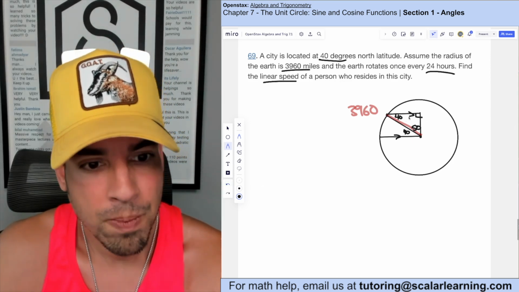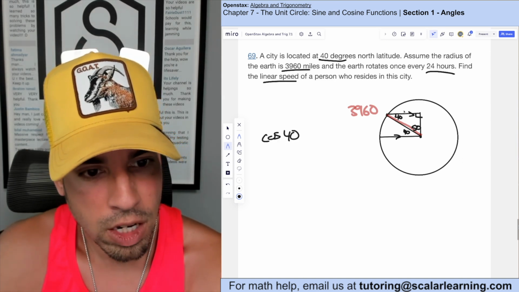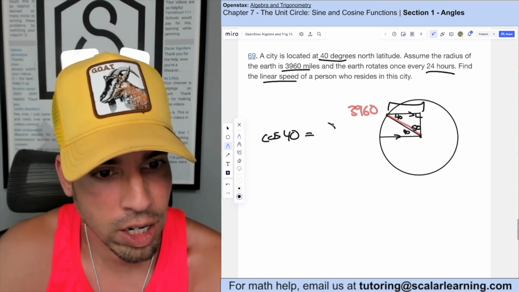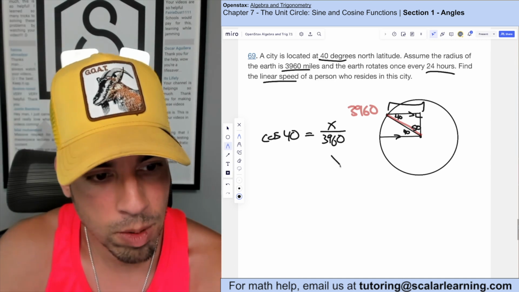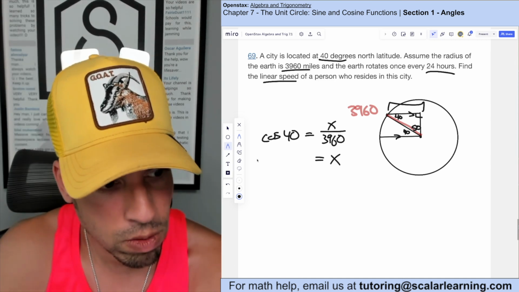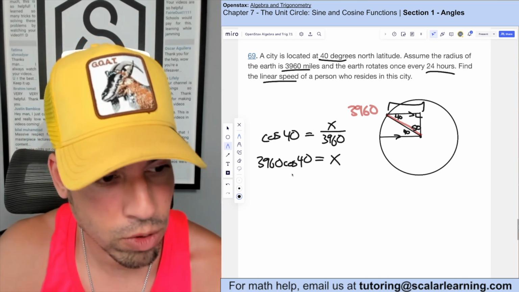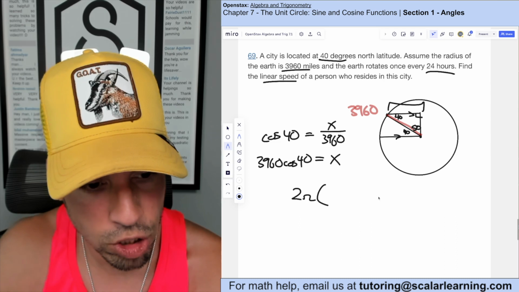So check it out. I'm going to say cosine of 40 equals adjacent, which is the side we want to solve for, over the hypotenuse, which we know is 3960. Then I'm going to multiply both sides by 3960. And this is our value for this radius up here. And now we can figure out the circumference, because circumference is 2 pi times radius, which is this value.